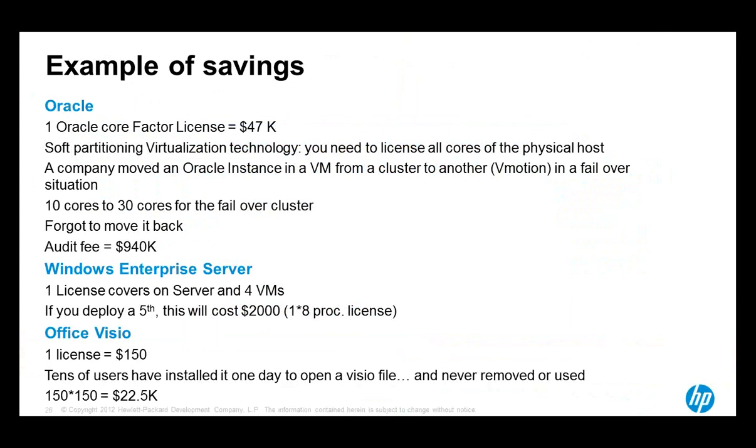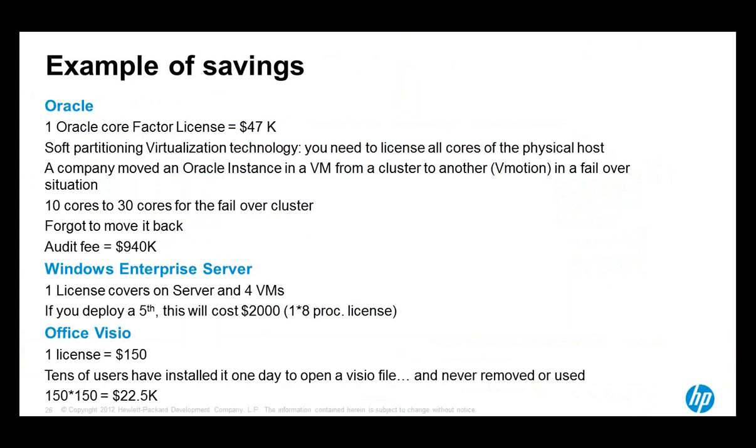Another example is around Windows Enterprise Server. When you deploy Windows Enterprise Edition, you can deploy up to 4 VMs on the physical host. So very simply, if you deploy a 5th VM on this physical host, you will need to have it licensed with a full Windows Server Enterprise Edition license, which is a cost of $2,000 if we take an average 1 to 8 processor license. So that's the second example where not controlling how you deploy your infrastructure against the licensing rules may have a cost, and you need a tool, and Asset Manager and Universal Discovery help you get control over this.